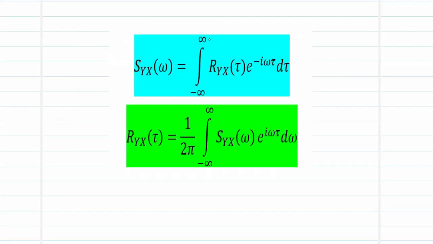But if it changes to yx, change it over here also as yx. So Syx of omega. You have two types of cross power, one with respect to x and y, the other with respect to y and then x. For this you give the cross correlation Rxy, and for this you give the cross correlation Ryx. Just replace it in the formula and you will get your answer.